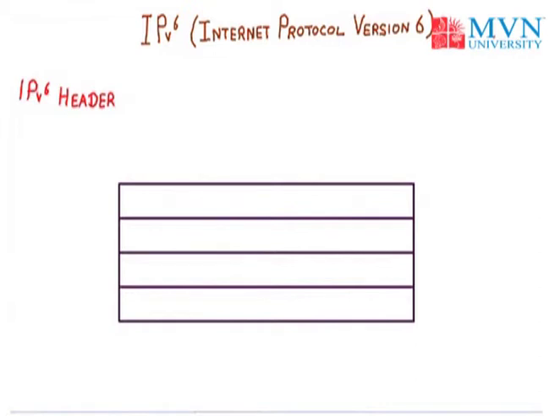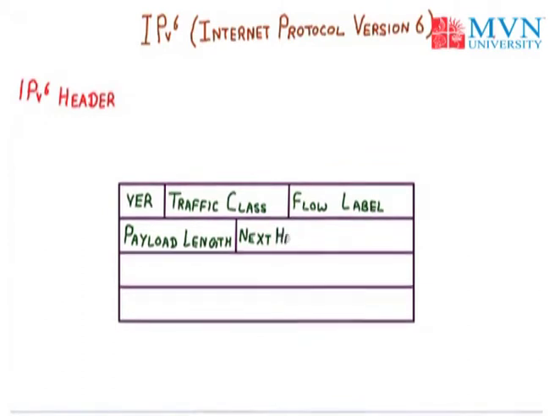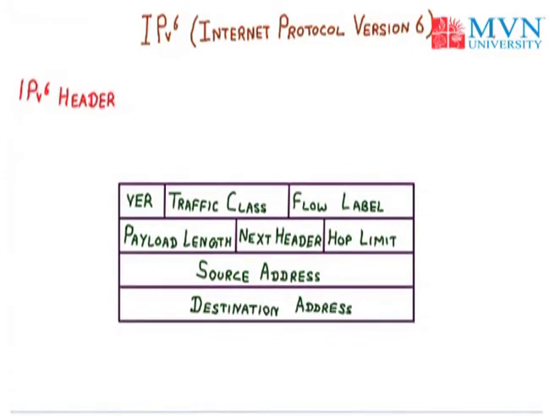In the first row we have the first field that is called the version. We represent this as VER. In the next fields we have the traffic class, then flow label. In the second row we have the first field that is payload length, then the next header, and next one is hop limit. Now in the third row we have the source address, and in the last row we have the destination address. If we are talking about the length, the header is of 32 bit. Now this is the complete header of IPv6.